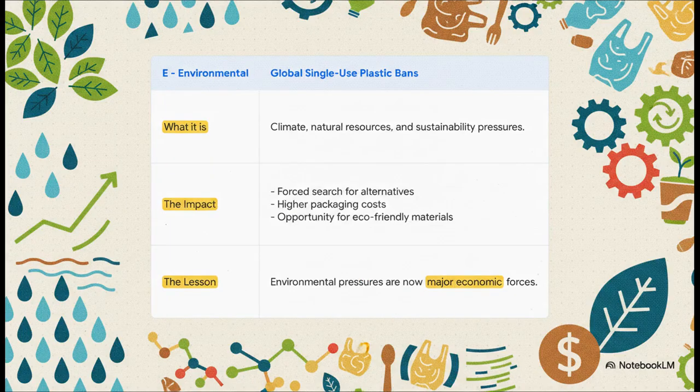And finally, we have the second E, environmental. This includes things like climate change, sustainability, and access to natural resources. The global push to ban single-use plastics is a fantastic example. For a lot of businesses, it meant higher costs and scrambling to find alternatives. But for others, it created this massive opportunity to innovate and lead the way with new eco-friendly materials.